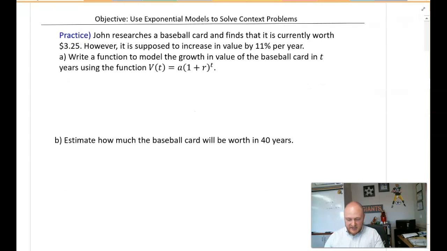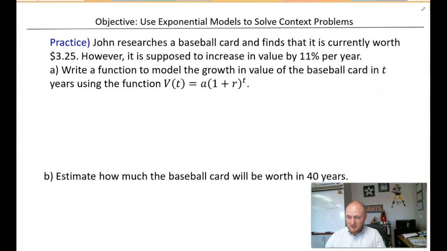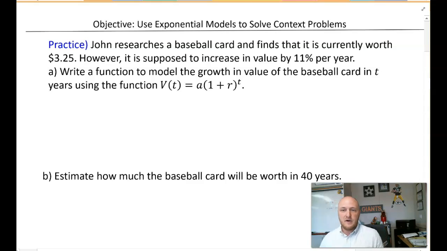All right, here is an example. Please go ahead, pause the video, write a function for the given context, and then answer part B, how much will the baseball card be worth in 40 years? I'll appear here in a second. I'll talk about the function before you can go ahead and try part B. So please pause the video, write the function.